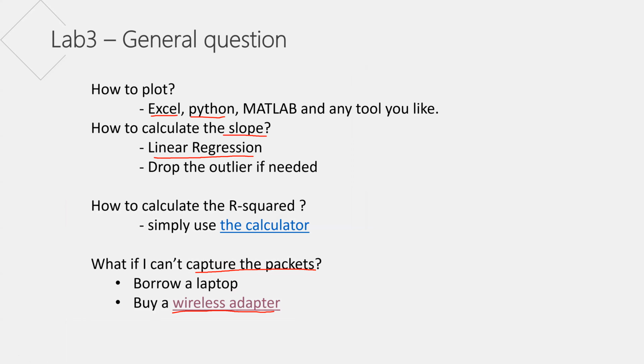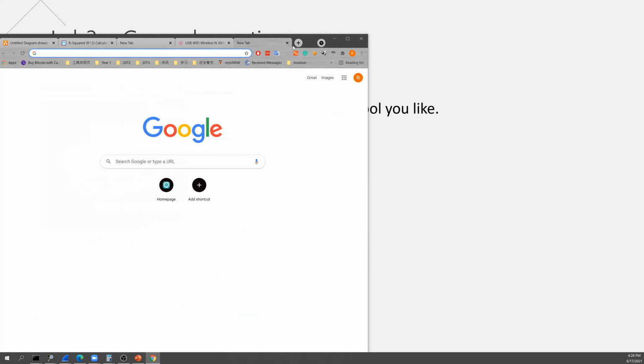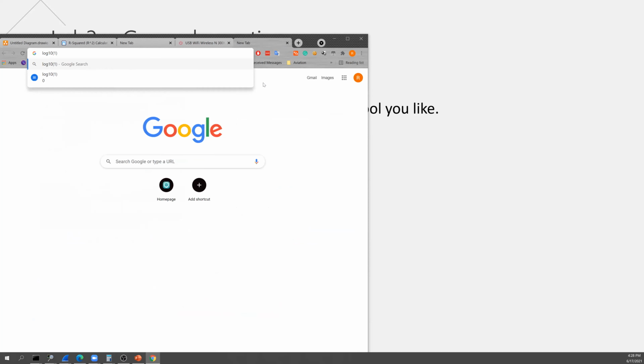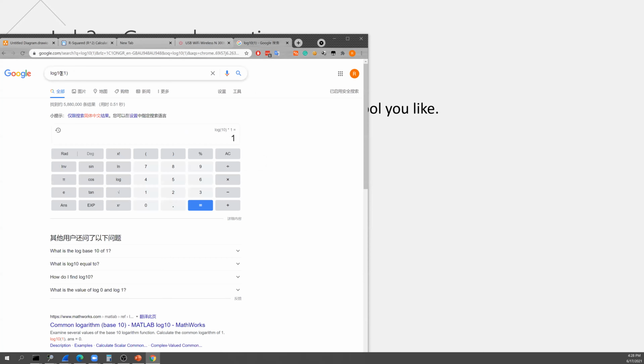Hi, for the R-square calculation, do we have to get the exact log10 distance for the x value, or can we get an estimate value? You should get the exact x value. But it should be very easy, isn't it? For example, my distance is 1 to 10 meters. I just input it into Google. You can see the log value is very easy to calculate. You can see log10 of 100 should be 2, something like that.